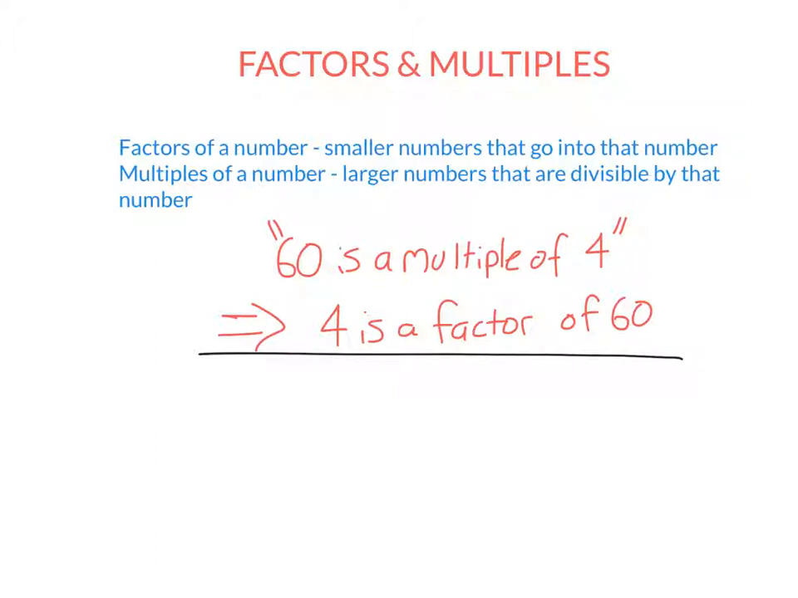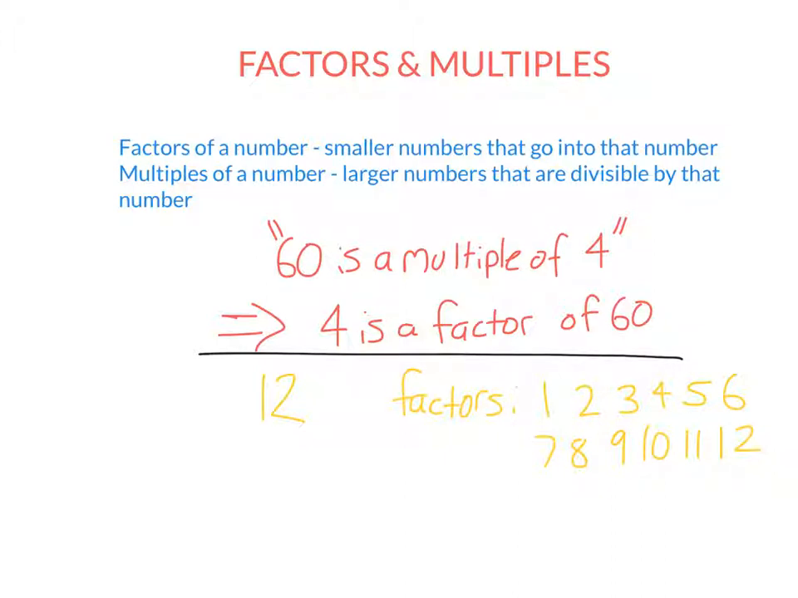Let's look at the number 12, and what we're going to do is go through its factors and its multiples. So let's start with factors. Factors of 12 have to be less than or equal to 12. So we're just going to look at the numbers from 1 to 12 inclusive. Let's go through each of these numbers from 1 to 12 inclusive and see which is a factor of 12.